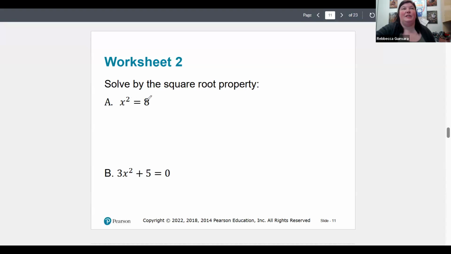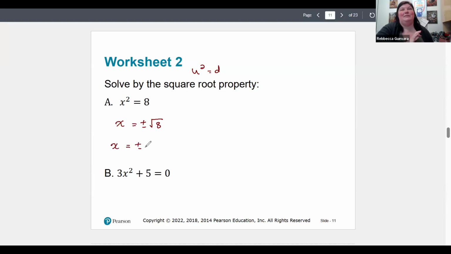So we have x squared is equal to 8. We don't have to do anything special here. We already have the setup of u squared equals d. What we know now is that x would have to equal plus or minus the square root of 8. So technically right there we have our answer, but we'd like to simplify answers.